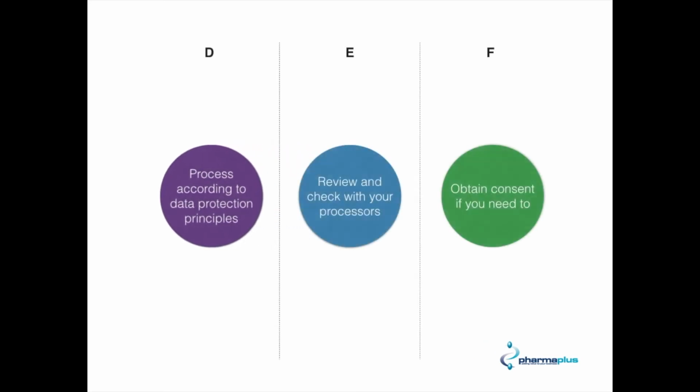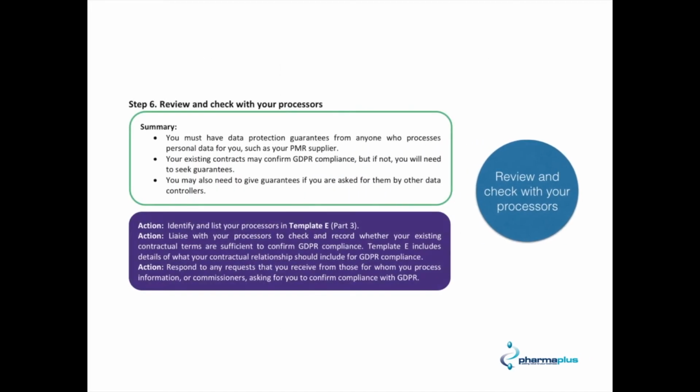Let's have a look now at template E, which is reviewing and checking with your processors. And by processors, what I mean are those people who actually use or store your data. So the actions that you'll need to take is, first of all, you need to identify those people. After that, you'll need to talk to those people, and also make sure that existing contractual terms are sufficient to confirm GDPR compliance. And in the template, there is a list of details that should be included for GDPR compliance. We'll go into that in a minute.